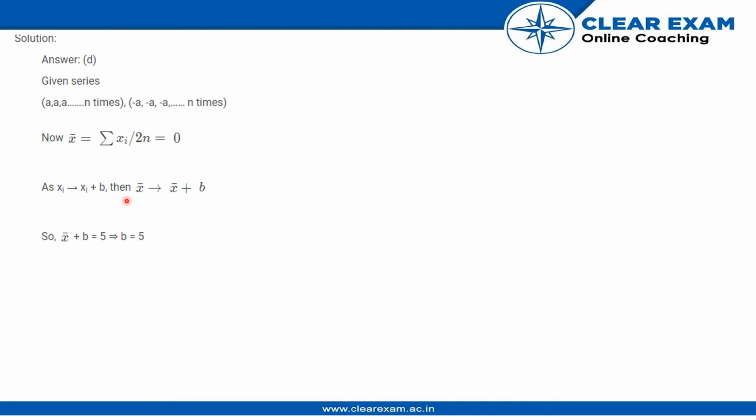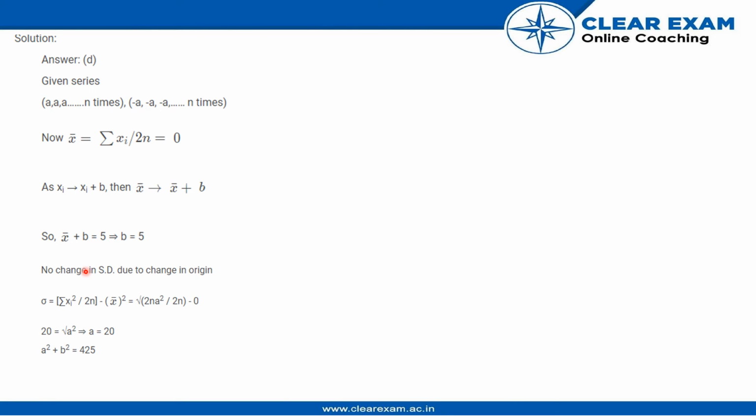Now the new mean will be equal to the original mean plus b. So therefore we have the new mean is equal to 5. So x bar plus b is equal to 5. Now x bar was found out to be 0. So therefore b's value comes out to be 5.